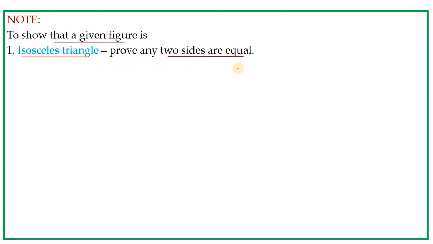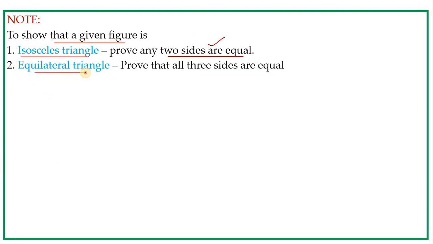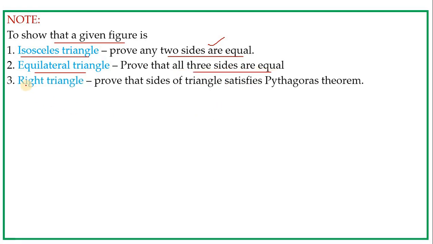We have to show two sides are equal. For example, they'll give you 3 point vertices and ask whether it is an isosceles triangle, equilateral triangle, scalene triangle or right angle triangle. So to show an isosceles triangle, you have to show that any two sides are equal. To show an equilateral triangle, we have to show that all three sides are equal.